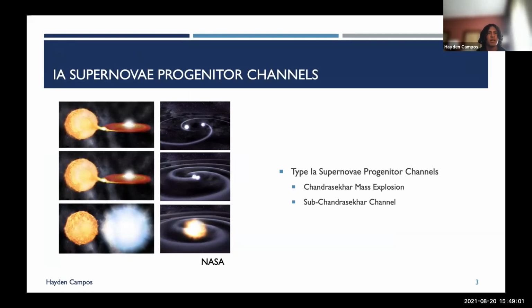Okay, before I go on, I'd also like to talk about the progenitor channels for type 1a supernovae. For this, there's the Chandrasekhar mass explosion, which is when the white dwarf reaches the Chandrasekhar mass limit, which is 1.4 times the mass of the sun. And the sub-Chandrasekhar channel, which is detailed in this graphic here.